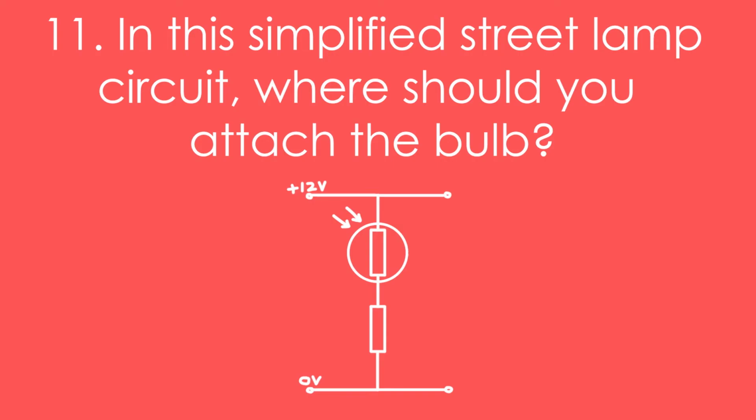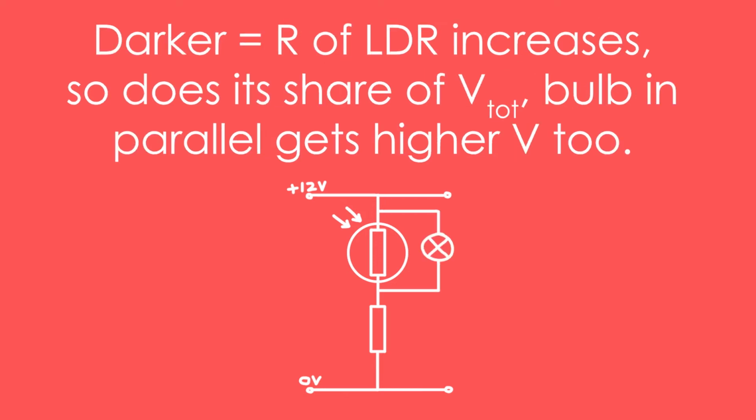11. In this simplified street lamp circuit, where should you attach the bulb? Okay, let's go through this one step at a time, nice and logic-like. If it gets darker, then the resistance of the LDR increases. So that means that its share of the total voltage increases too. So if we put a bulb in parallel across the LDR, then that gets a higher voltage too.